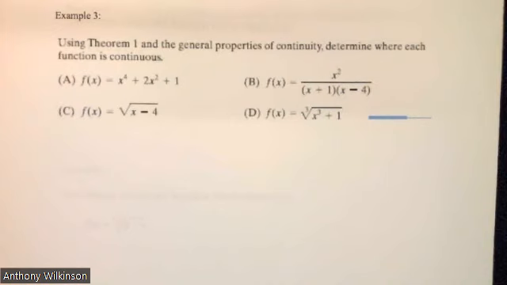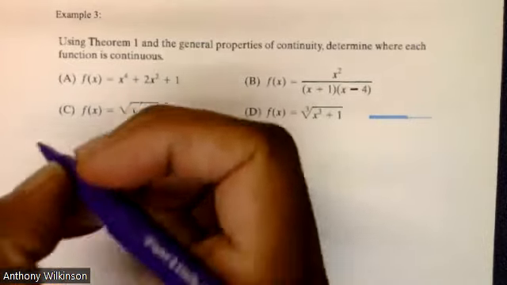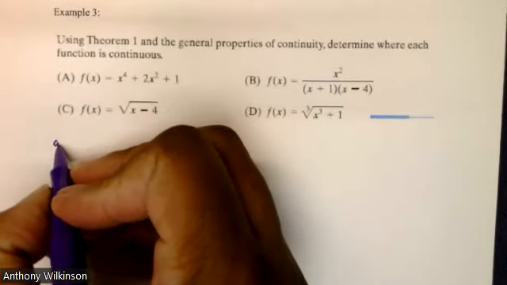Here are some examples. Using that theorem and the general properties of continuity, determine where each function is continuous. So in part A, we've got f of x equal to x to the 4th plus 2x squared plus 1.